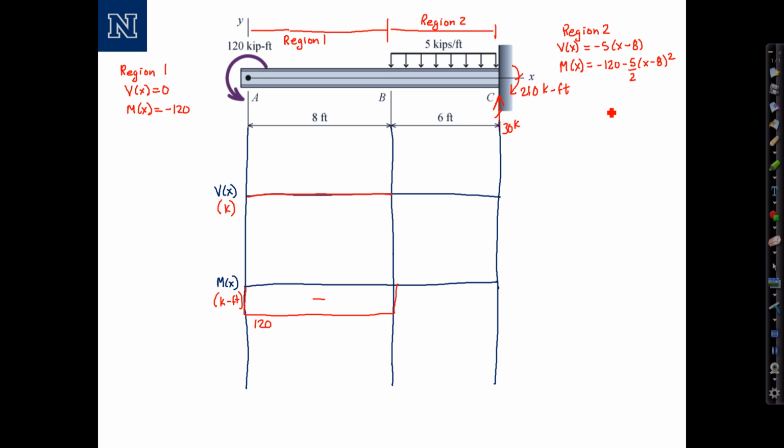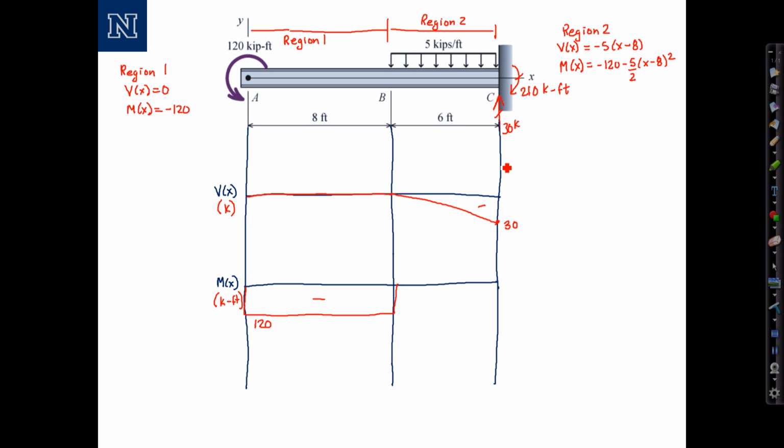Now let's look at region 2. V of x equals negative 5 times x minus 8. Notice that when we evaluate that at x equals 8, it's still 0. If we evaluate this at x equals 14, we get negative 5 times 14 minus 8, or negative 5 times 6, which is negative 30. So I'll drop down and draw a straight line in between, since it's a linear function. It's negative with a value of 30 at the end.